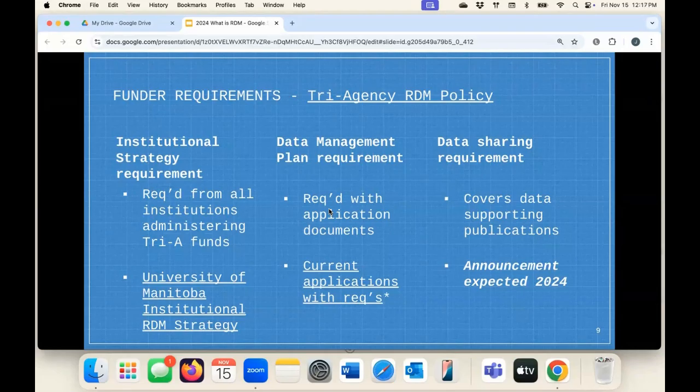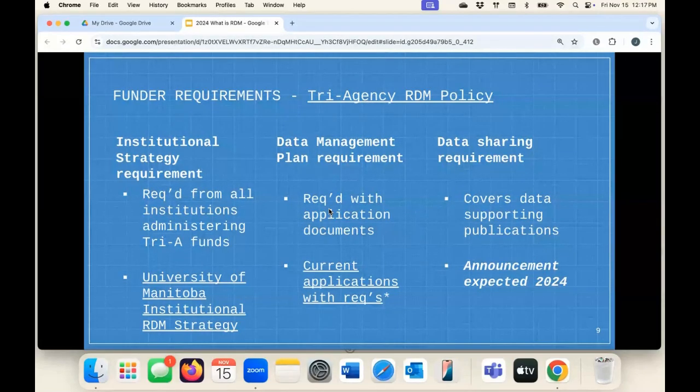Ours is here. I don't know if I mentioned this already, but everything that's underlined in this slide deck is a link, so you can go there and check it out. And that web page gets updated as we make changes.